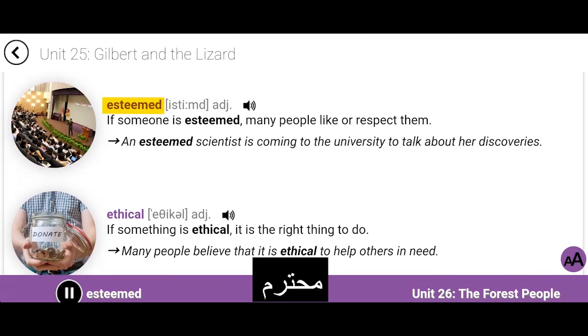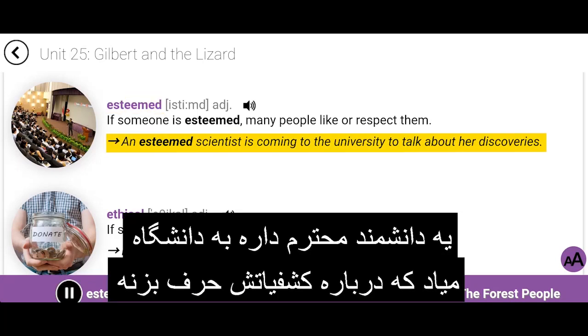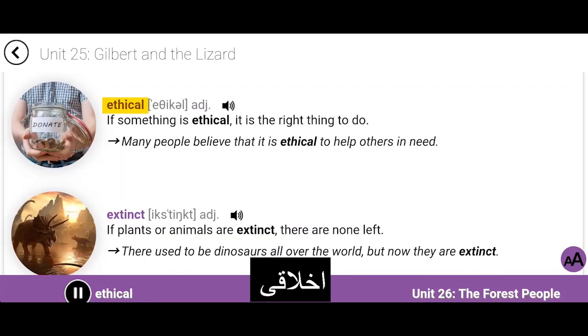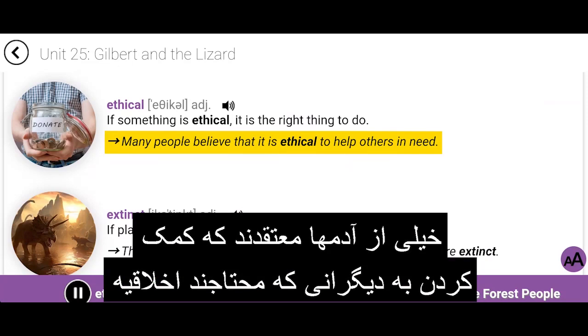Esteemed. If someone is esteemed, many people like or respect them. An esteemed scientist is coming to the university to talk about her discoveries. Ethical. If something is ethical, it is the right thing to do. Many people believe that it is ethical to help others in need.